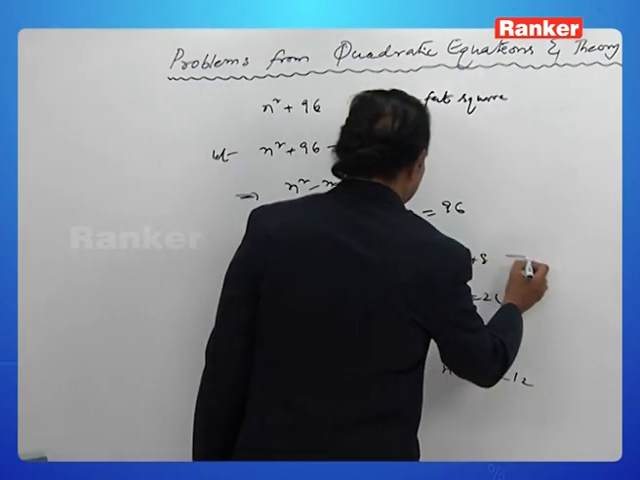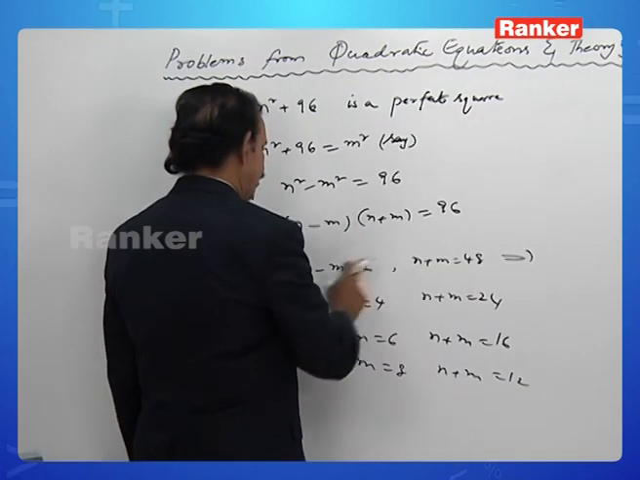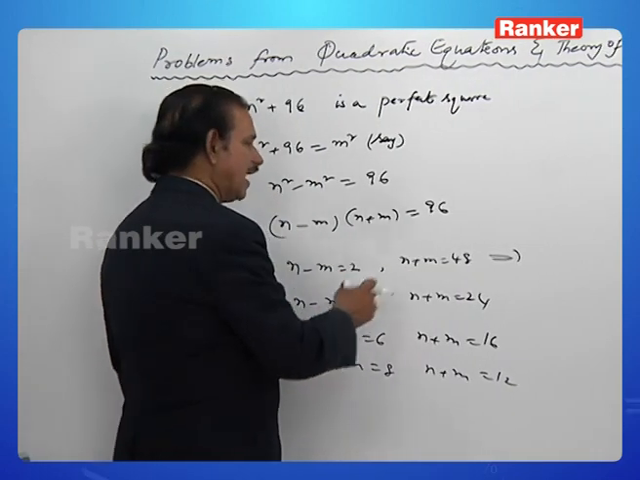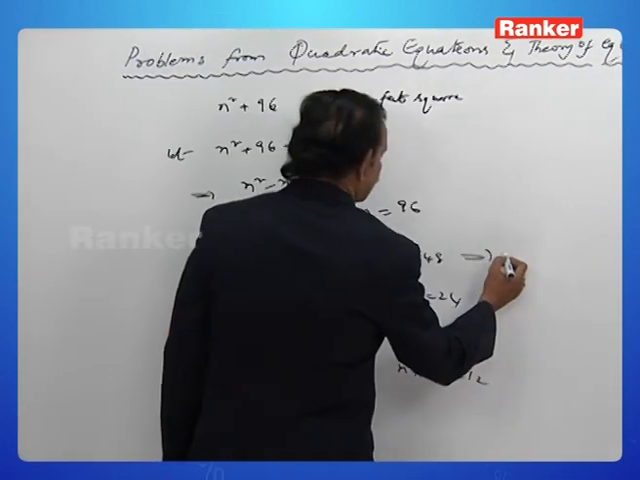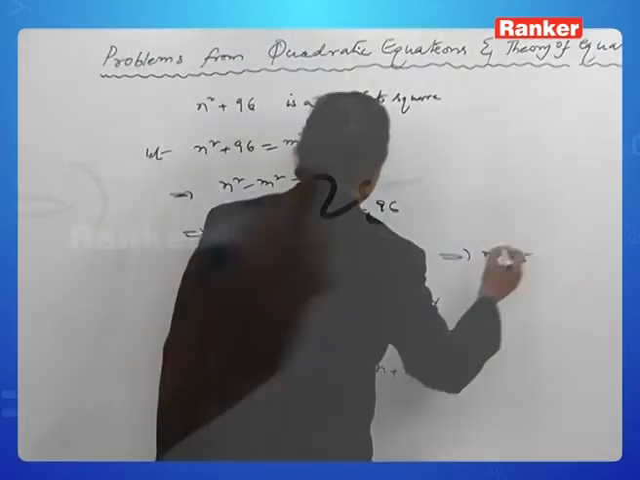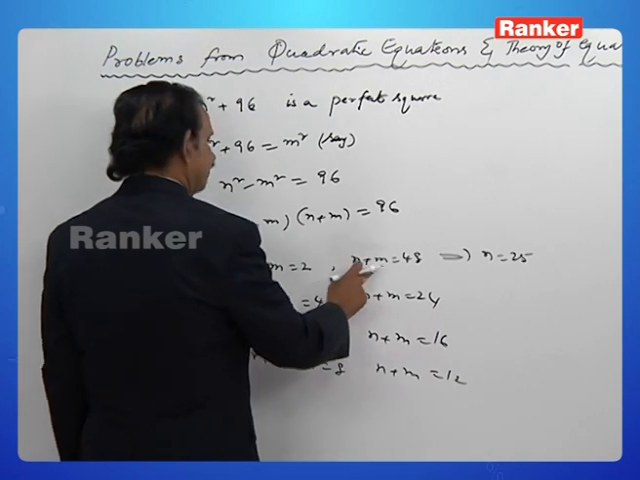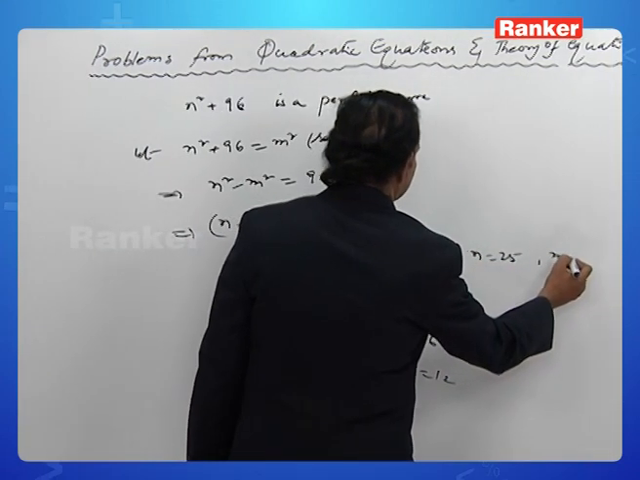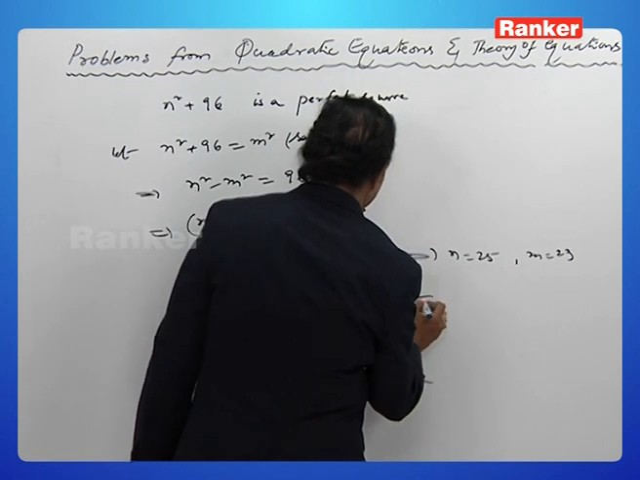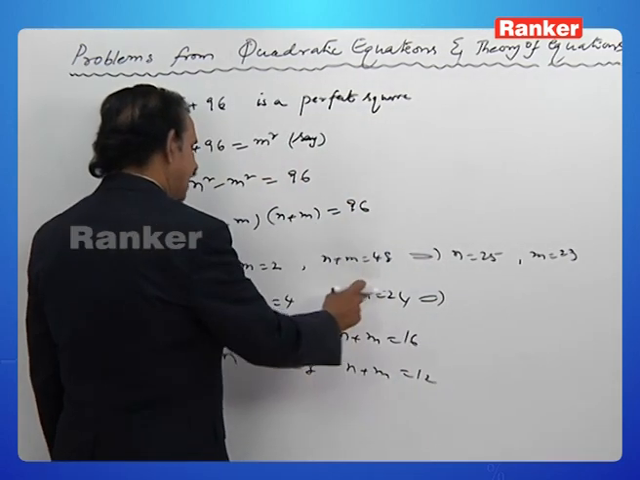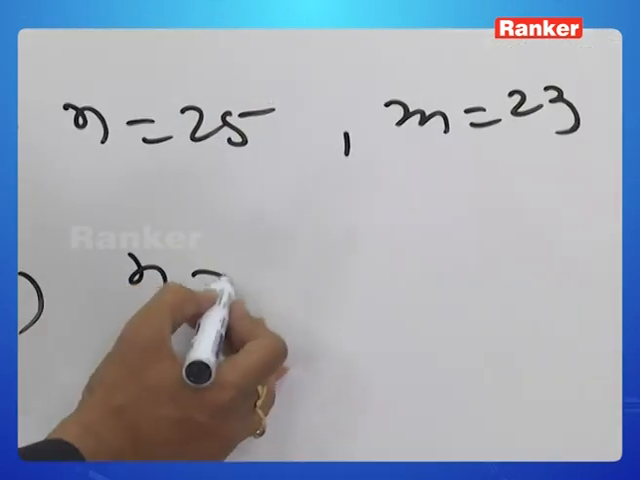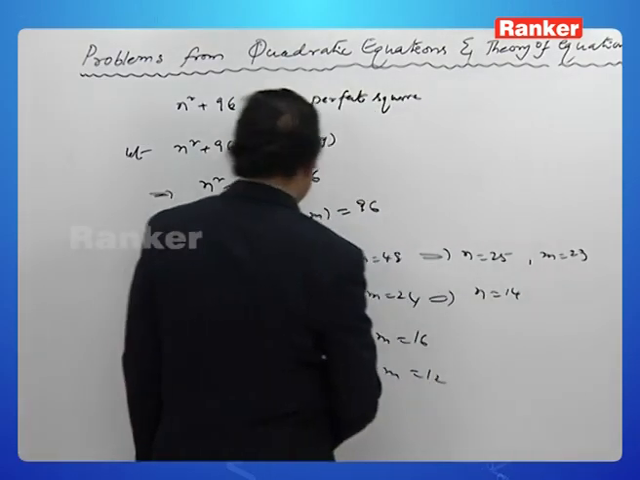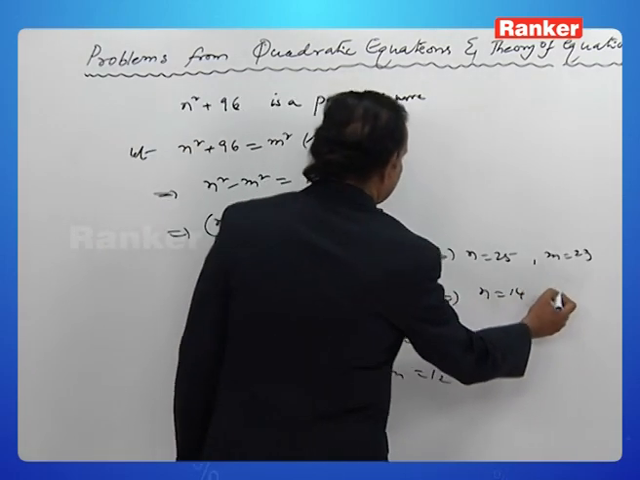With these, how can you get n? n plus m is 48, n minus m is 2. You add them, you are getting 2n is equal to 50, so n is equal to 25. N is equal to 25 means m is equal to 23. Here, you add these two: 2n is equal to 28, so n is equal to 14. N is equal to 14 means m is equal to 10.